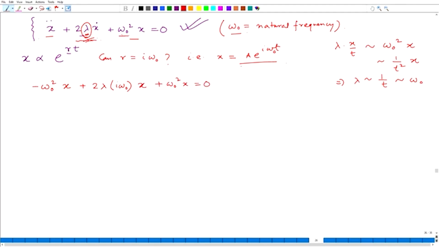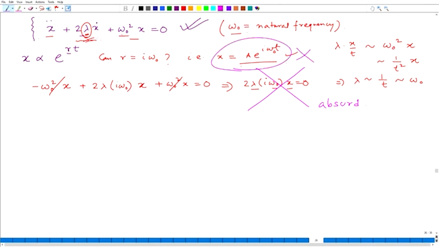If I have not made any mistake, just a minute. So, dx dt will give me i omega 0 x, and then these two will go away, finally giving you 2 lambda i omega 0 x is equal to 0. So, lambda and omega 0 cannot be 0 in general, so x must be 0. So, this is giving me an absurd case, and that is why I cannot take this type of solution. So, what to do?